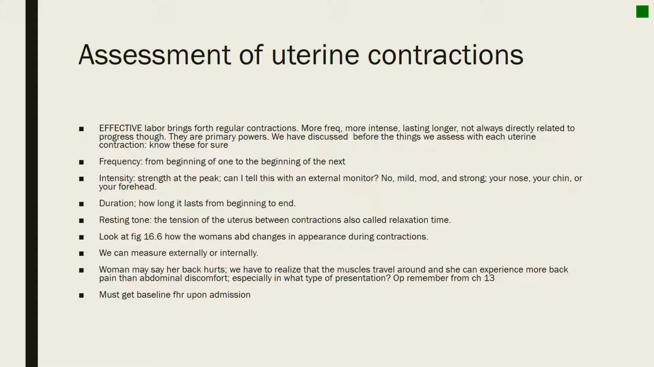We usually assess these every 30 minutes. It depends on your stage of labor. If you have Pitocin going, it's going to be an assessment of uterine contractions every 15 minutes.